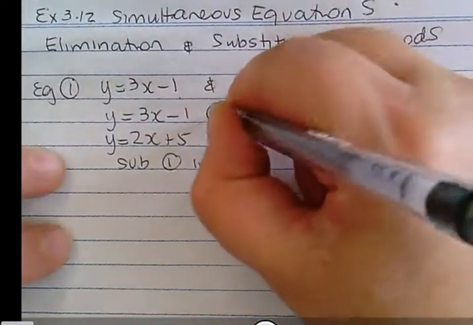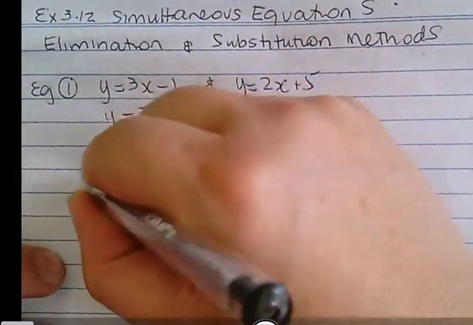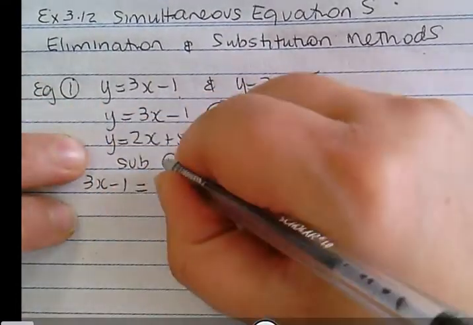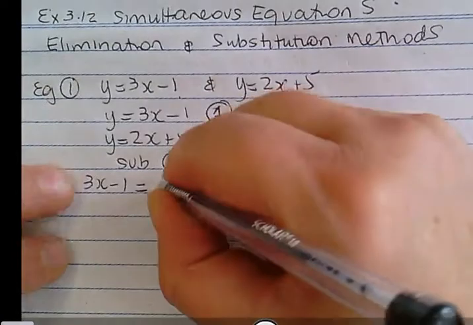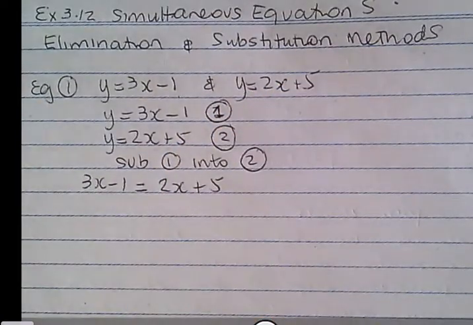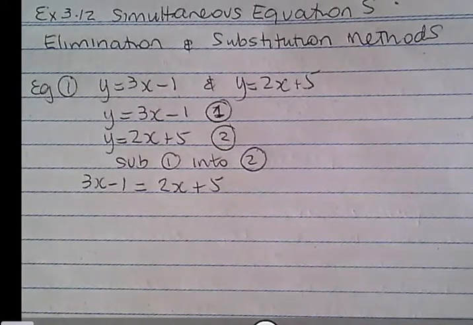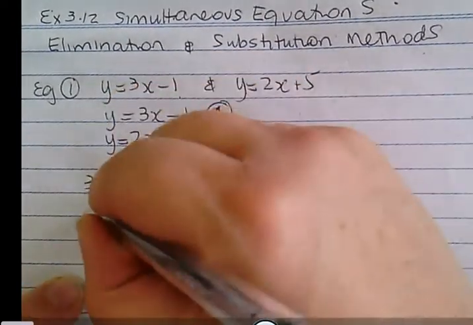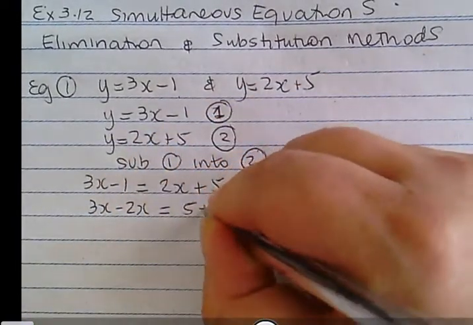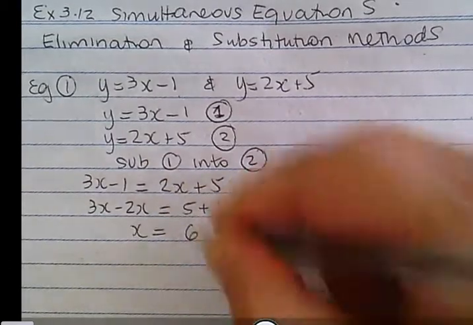I'm going to write my 3x minus 1 on my left. I've actually put 1 into 2, equals 2x plus 5. But it wouldn't matter if you wrote sub 1 into 2 or 2 into 1. It's the same thing for this particular one. We good? So this is your simplest type. If you get one of these, it's great. So 3x minus 2x equals 5 plus 1, so x is 6.